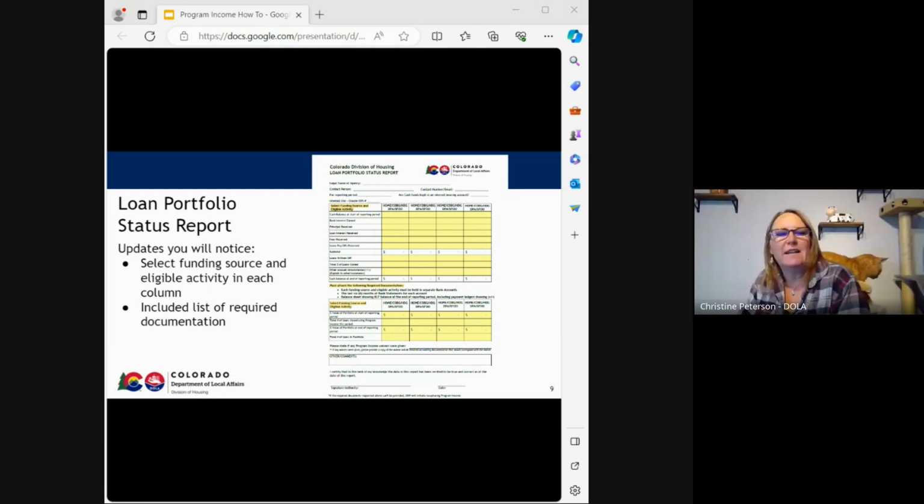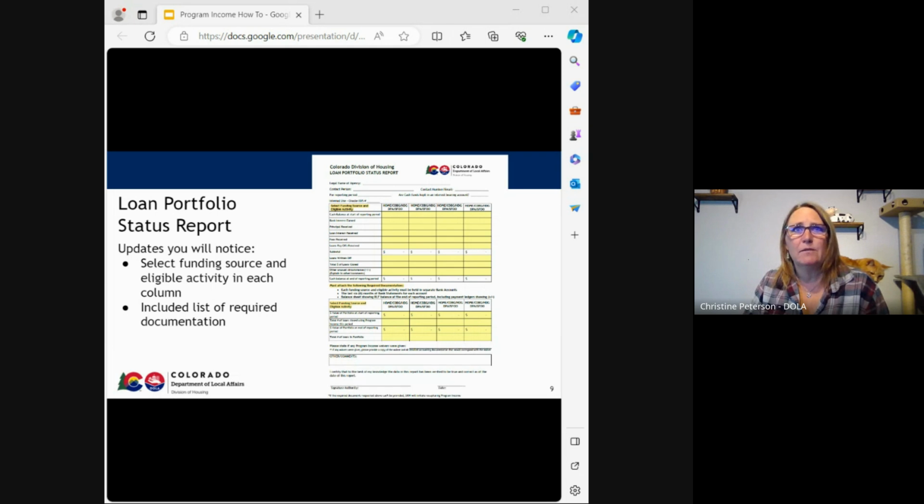Loan portfolio status reports are due January 20th and July 20th of every year. A few things about them. With those, you can report all of your program income on one form. You don't need to send a separate form for your CDBG or HDG. We've got 4 columns there. If you have 5 different programs that you have running, let us know. We're happy to add another column. We don't want to have you adding more paperwork to your life.